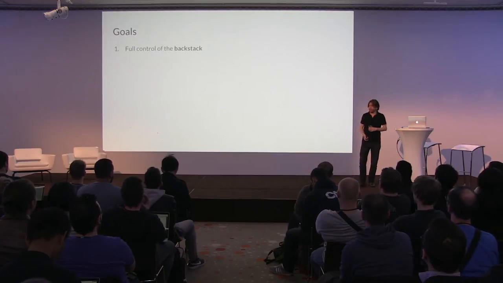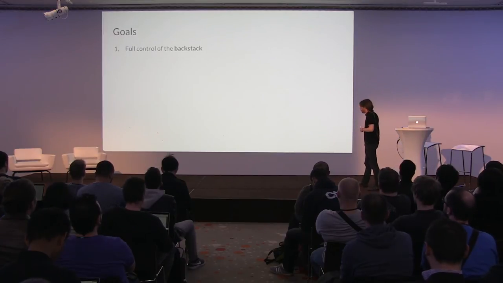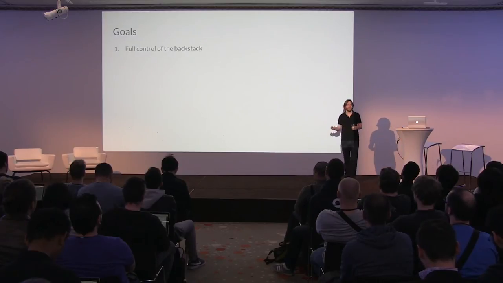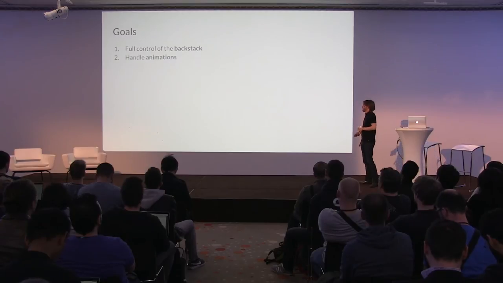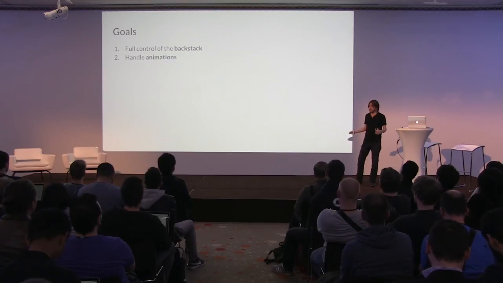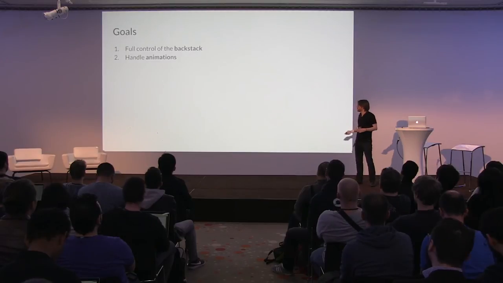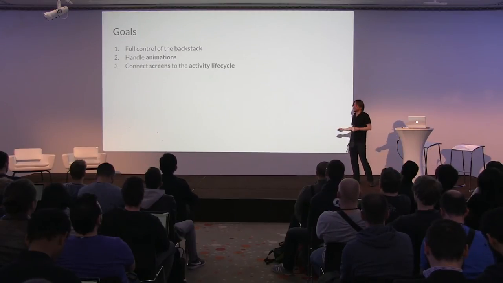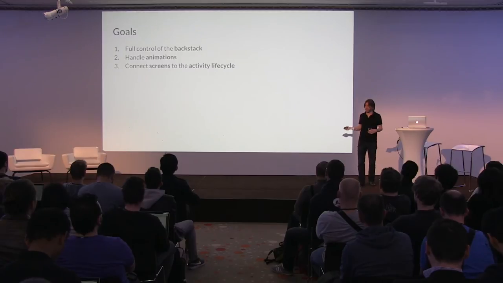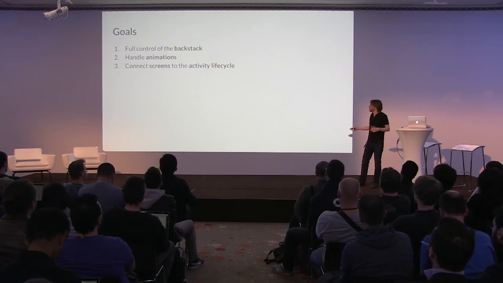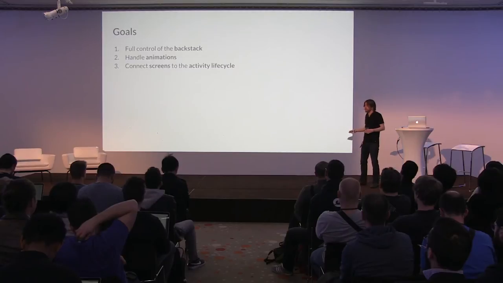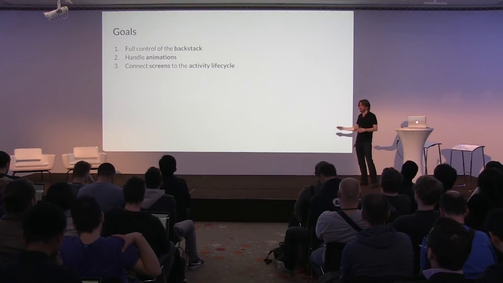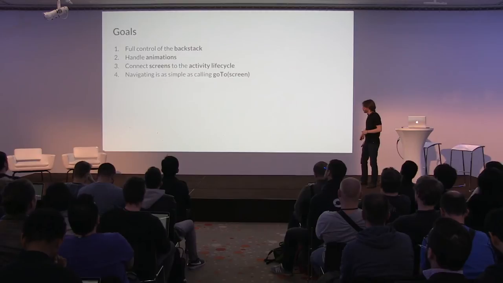I had a few goals with my navigation system. First, I wanted full control of the backstack. Like I said, it makes no sense that you don't have control of your own app's backstack. Second, I wanted the animation to be handled automatically for me. Makes sense. Third, I wanted, of course, a connection to the activity lifecycle, because no matter what, you cannot get away with the activity lifecycle completely, right? This is the way you talk to the Android framework and to the system. So you have to have some form of connection to it, even if you abstract it away as much as possible.